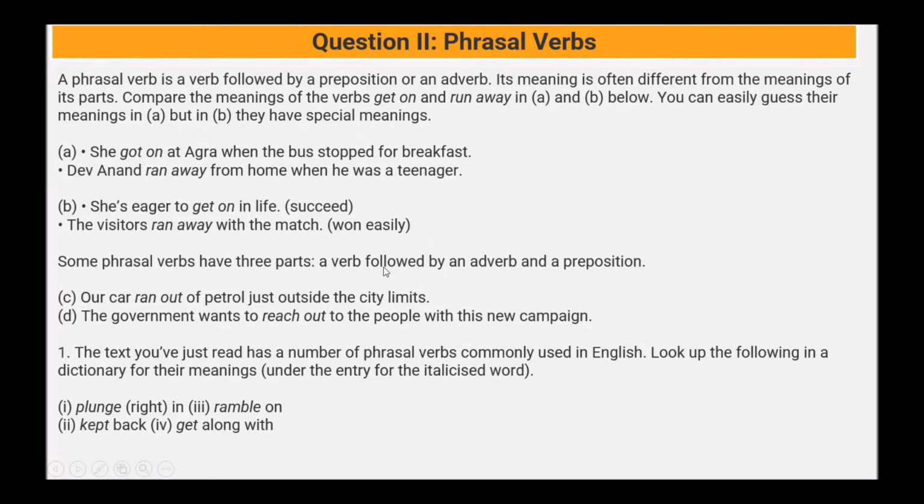Some phrasal verbs have three parts, a verb followed by an adverb and a preposition. Our car ran out of petrol just outside the city limits. The government wants to reach out to the people with this new campaign.